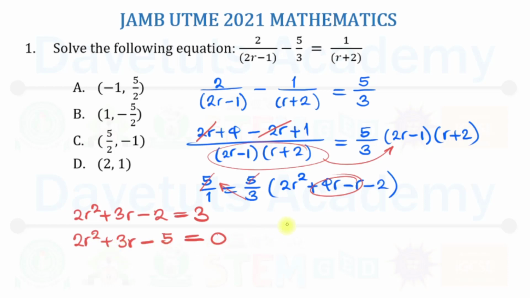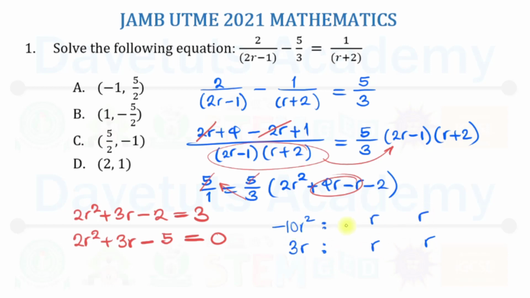The product of terms is 10r squared. That's a combo of 2r squared and minus 5. So it is minus 10r squared, okay? So I have the product to be minus 10r squared. And then the sum is expected to be 3r. We are looking for two terms that we can multiply together. This product will be minus 10r squared. The sum will be 3r. Of course, r will reflect on those two terms, okay?